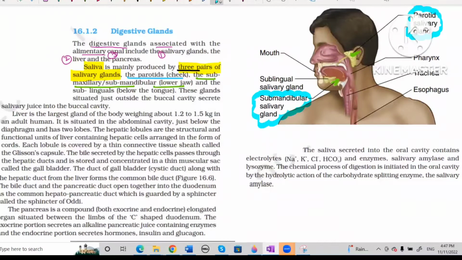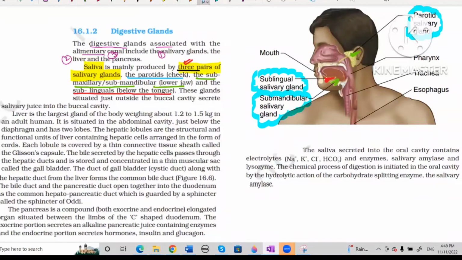And third gland is your sublingual. Whenever the word lingual is coming, that is with respect to the tongue. So if you see in the diagram, check carefully, this I'm using red color. This is sublingual. So the sublingual salivary gland is present below the tongue. And all these are the three pairs of salivary glands.